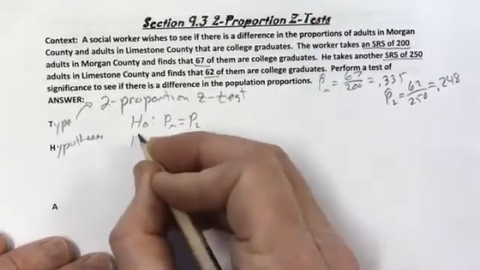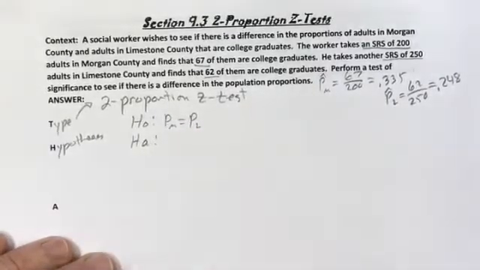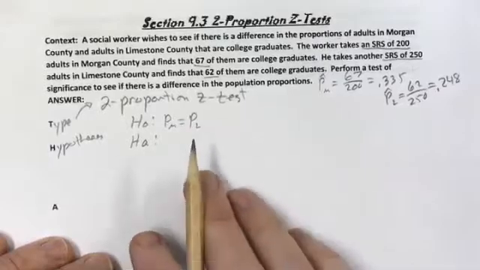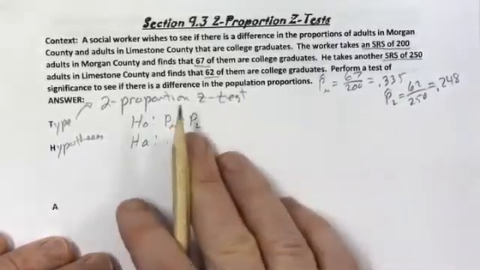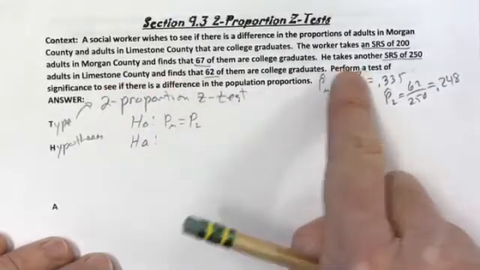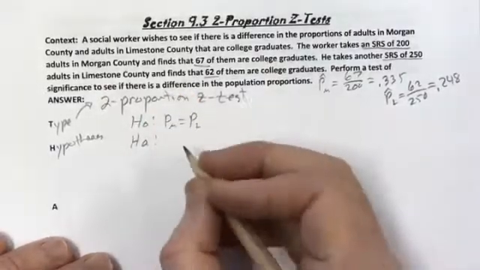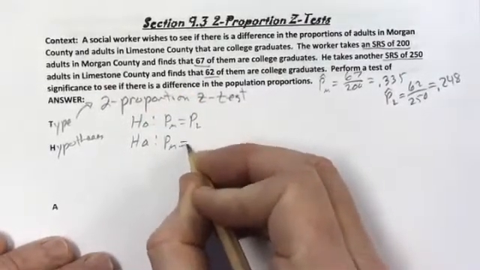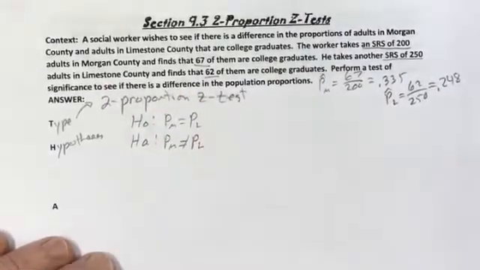The alternative is what you suspect might be true. Do we suspect that Morgan County is more than Limestone County or vice versa? It doesn't say that up here. It just says, is there a difference? And so that means it is not equal to. So this would be a two-sided test.